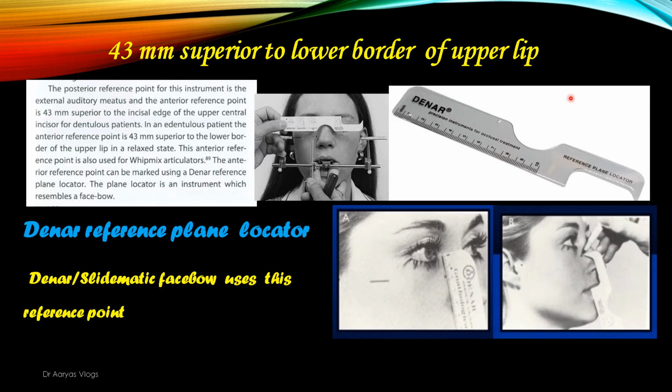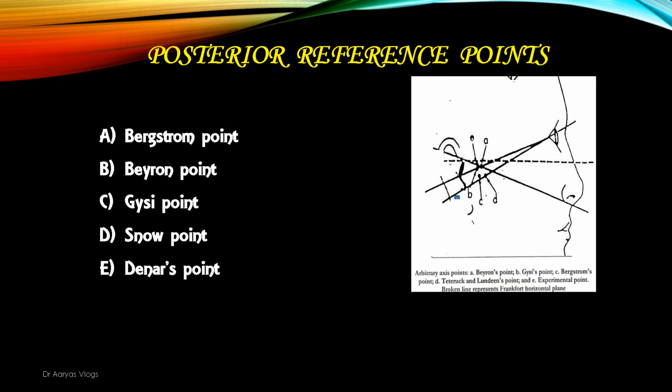This anterior reference point is also used for Whip-mix articulators. This is the Dinar reference plane locator, an instrument which resembles the Facebow. The Dinar or Slidomatic Facebow uses this reference point. That's all about anterior reference points.